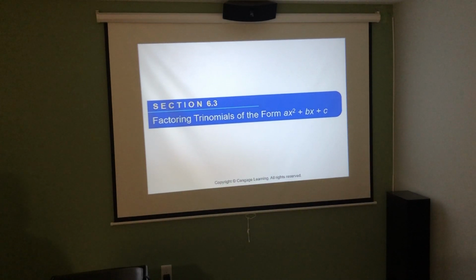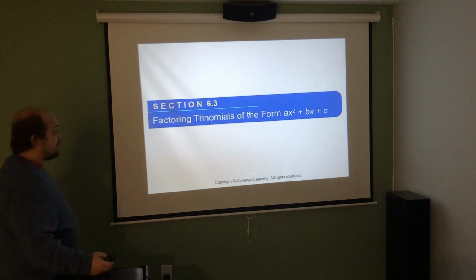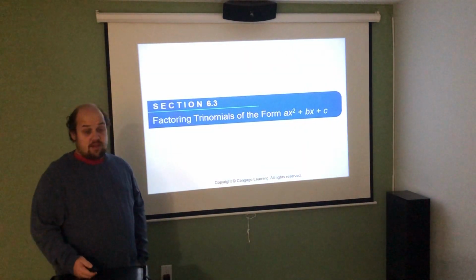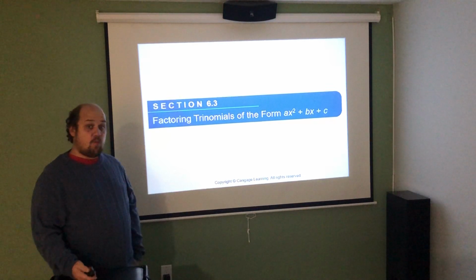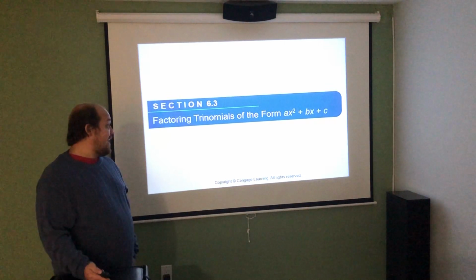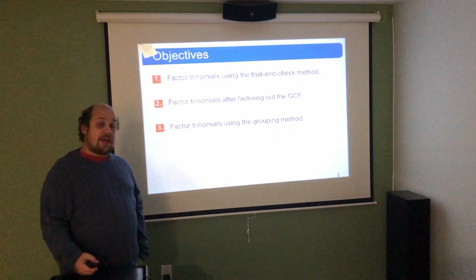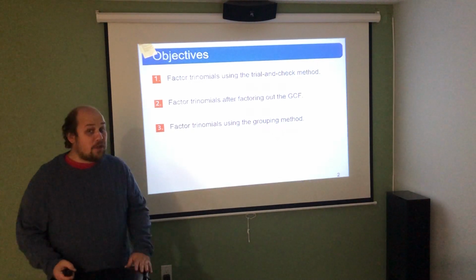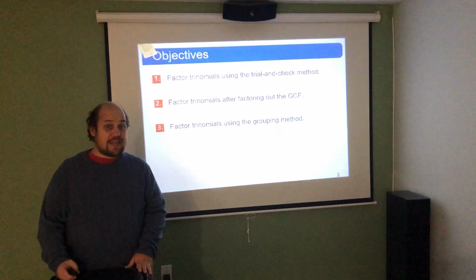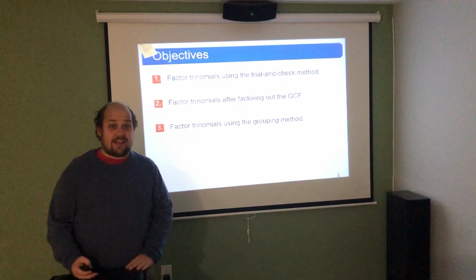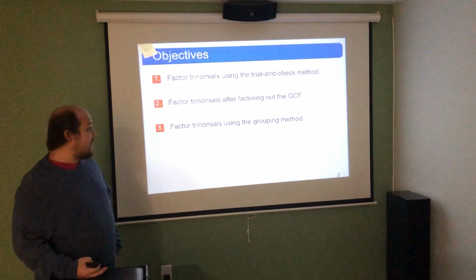This last section on factoring has to do with factoring trinomials of the form ax squared plus bx plus c, where we actually have something other than 1 in the place where a goes. So we're going to factor trinomials first using the trial and check method. Truthfully, I don't love the trial and check method, but I do understand that it's the quickest way to get to an answer. So sometimes lightning strikes and you're going to get the right answer that way.